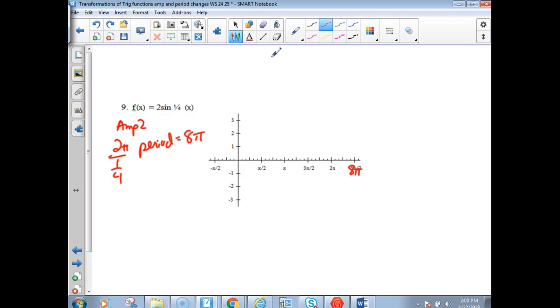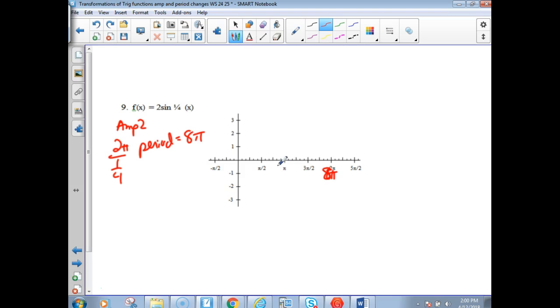Oops, wait a minute. That might not be where I want that. So 1 second. Let's figure out how to count it off. Remember, you need 5 key points. 0, 1, 2, 3, 4. So this would be 0. That's 1 of them, 2 of them, 3 of them, 4 of them, 5. So actually, I want to put 8 pi here.